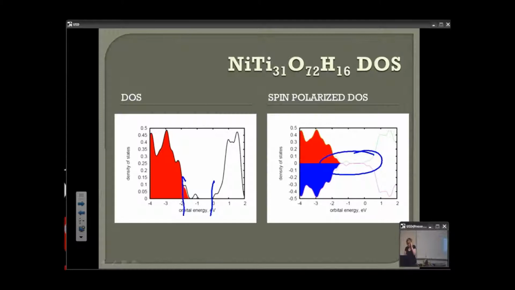And then when we do the spin polarization, we see these added states again, but we also see they have complete equal occupation. So we're not seeing any difference from spin up to spin down.